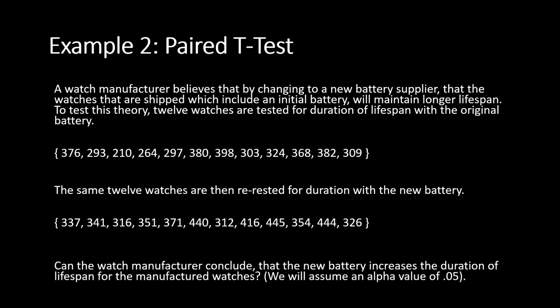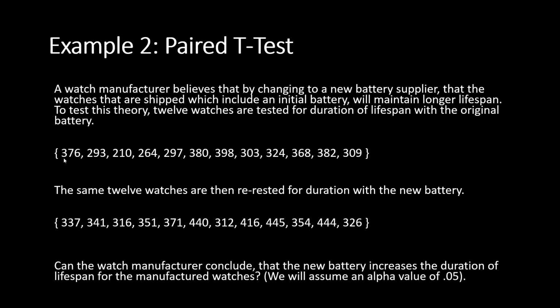To test this theory, 12 watches are tested for duration with the original battery, and the values are below. Then the same 12 watches are retested for duration with the new battery. Can the watchmaker conclude that the new battery increases the duration of lifespan for the manufactured watches? We'll assume an alpha value of 0.05. So in this case, we have the same 12 watches each time.